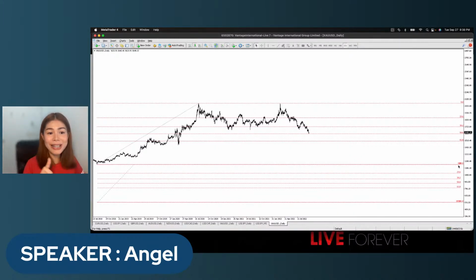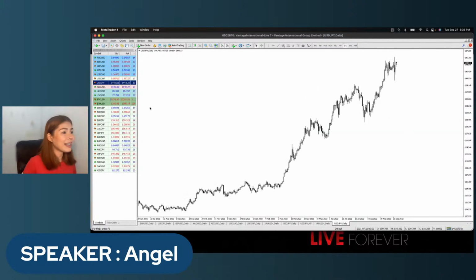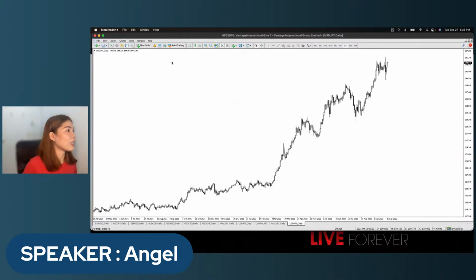I only do this trick, a Fibonacci within a Fibonacci, if I don't see any support resistance levels using other indicators, or the price is already on historical high and low, and there is no more data to back it up. Let's try to do it with USDJPY. USDJPY is already on its historical high.